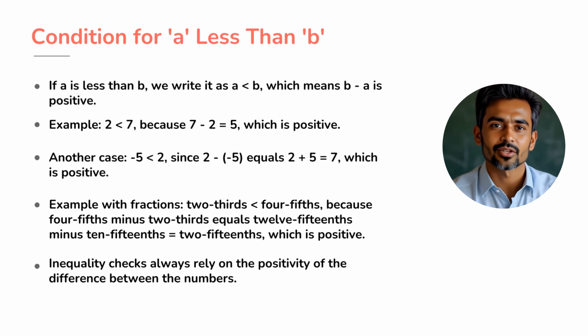2 divided by 3 is less than 4 divided by 5, because 4 divided by 5 minus 2 divided by 3 equals, first, convert both to a common denominator, that's 12 divided by 15 minus 10 divided by 15, which equals 2 divided by 15. And since 2 divided by 15 is positive, the inequality is true. So always check, is B minus A greater than 0? That confirms A is less than B.